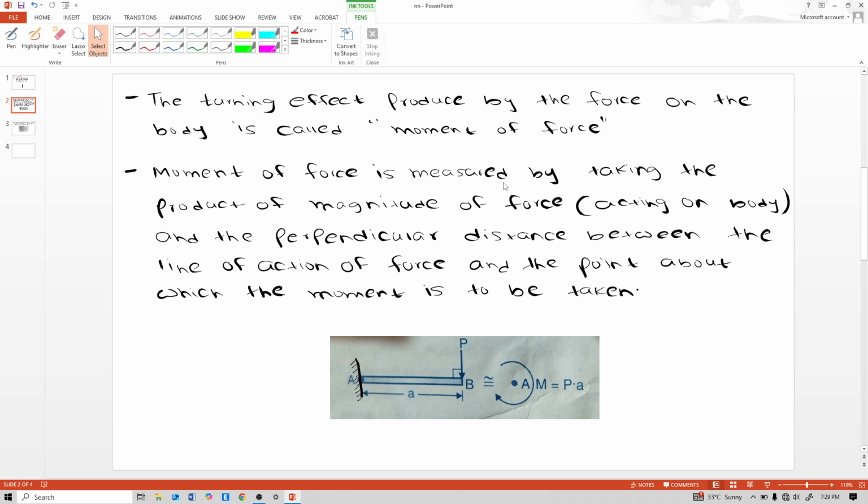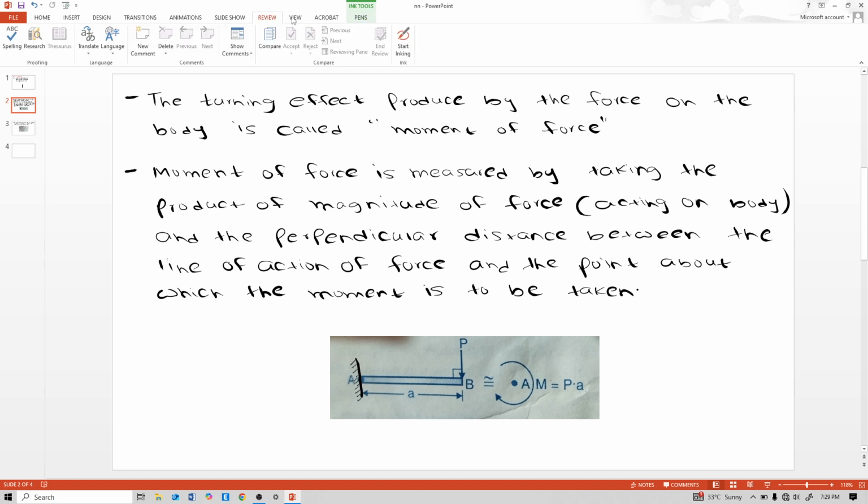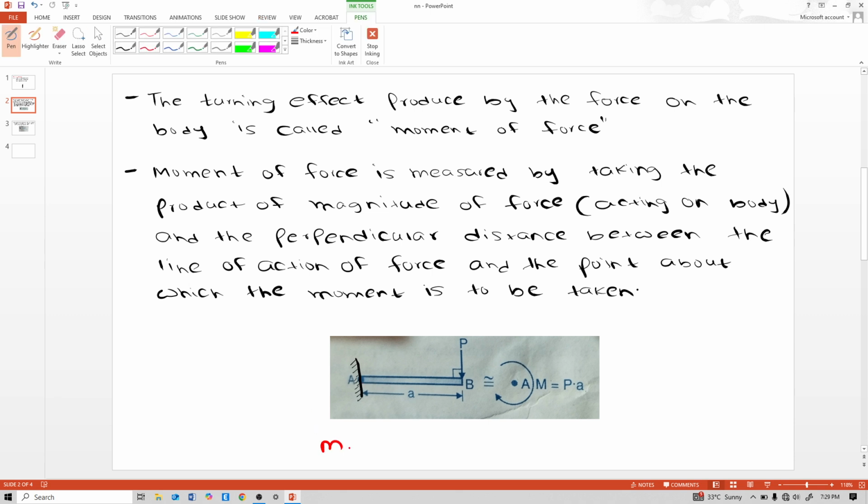Next bullet point: moment of force is measured by taking the product of the magnitude of force acting on the body and the perpendicular distance between the line of action of force and the point about which the moment is to be taken. So here, calculate moment at point A. This P is the load, and this is the line of action of the load, that means force. So what is the distance between the force line of action and point A? It is this distance a.